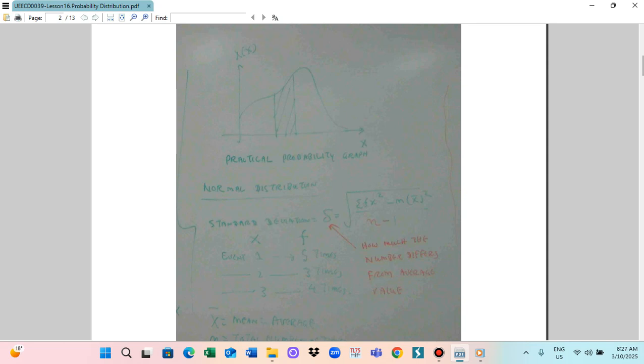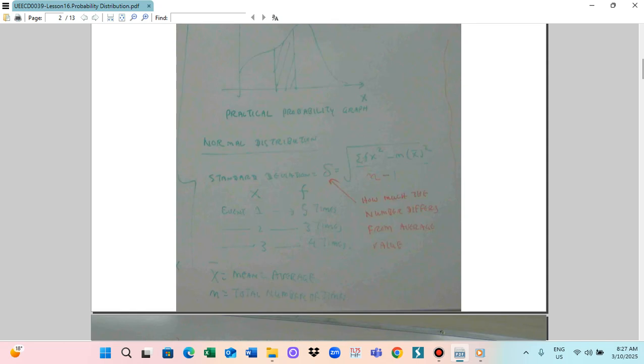Okay, the next one will be the normal distribution graph. Normal distribution. For the normal distribution graph, firstly you have to calculate the standard deviation. The standard deviation formula is sigma equal to the square root of summation of x squared minus N x bar squared, divided by N minus 1. So this is the standard deviation formula.